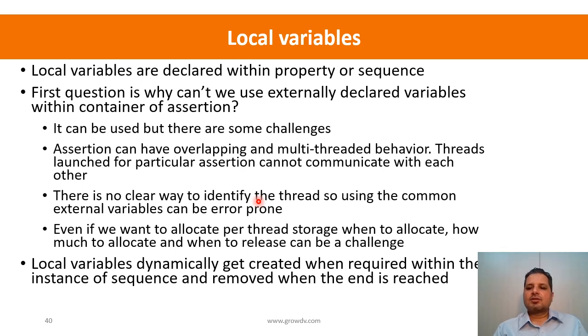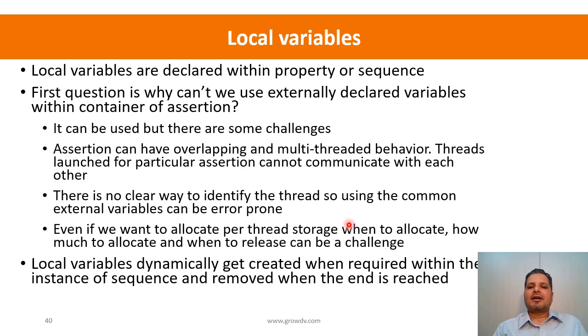That one instance of your assertion thread could overwrite the value of another thread, thereby sometimes causing false failures, right? Even so, it's not impossible: you can still declare external variables and manage the multi-threaded assertion execution, but you will always have confusion as to when to allocate, how much to allocate, and when exactly to release.